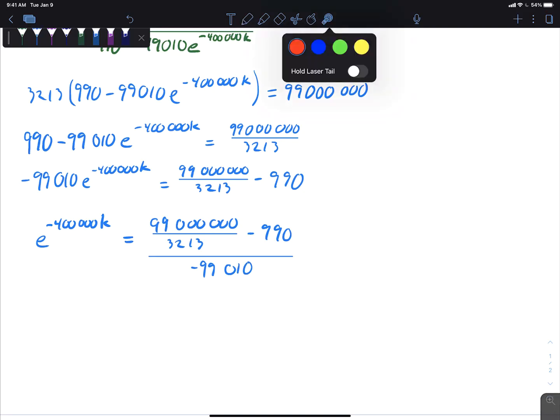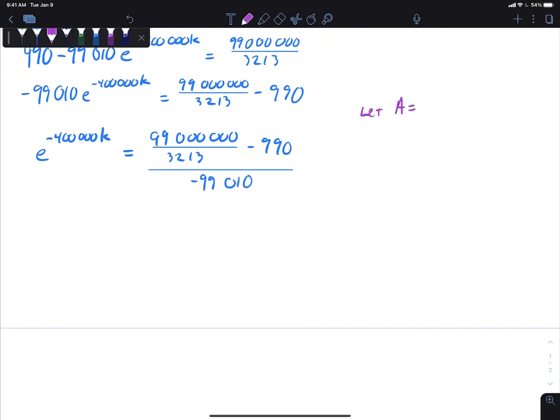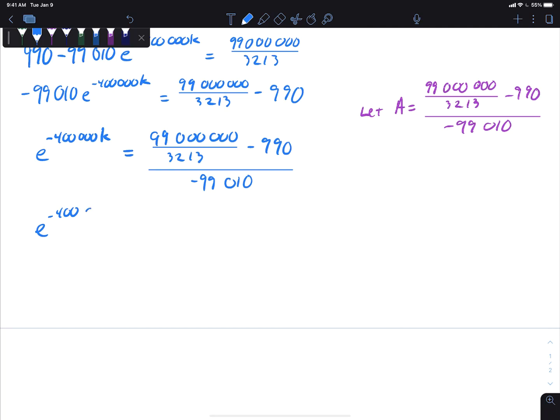Now notice that this over here is just one big number. That's all it is. And I don't really like writing that down so often. So what I'm going to do is let A equal that 99 million over 3,213 minus the 990, and then all over negative 99,010. And the reason I wanted to do that is because of the following. We now have e to the negative 400,000 k is equal to that capital A.